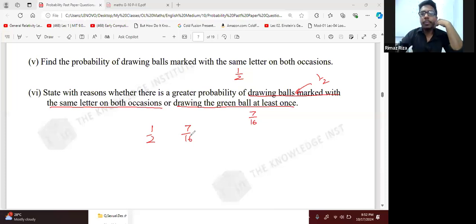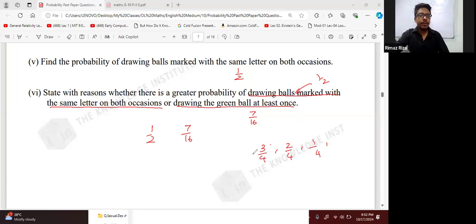It's difficult to compare if we have different denominators, right? For example, if you have fractions like 3 out of 4, 2 out of 4, 1 out of 4, then it is easy to compare. You take one apple and divide it into 4, or 2 apples, or 3 apples, divided into 4. If you take 1 apple and divide into 4, you get a quarter. But if you take 3 apples and divide into 4, you get a bigger piece. So this is bigger.